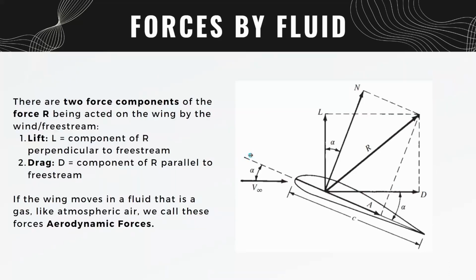So, what exactly is lift and drag? When any force acts on the wing, let us denote it by R here, it can be broken into two components. One, lift, that is perpendicular to the free stream, like here, and the other is the parallel component to free stream, which we denote as drag D. If the wing moves in a fluid, that is a gas like atmospheric air, we call these forces aerodynamic forces. If it were water, we would call these hydrodynamic forces.